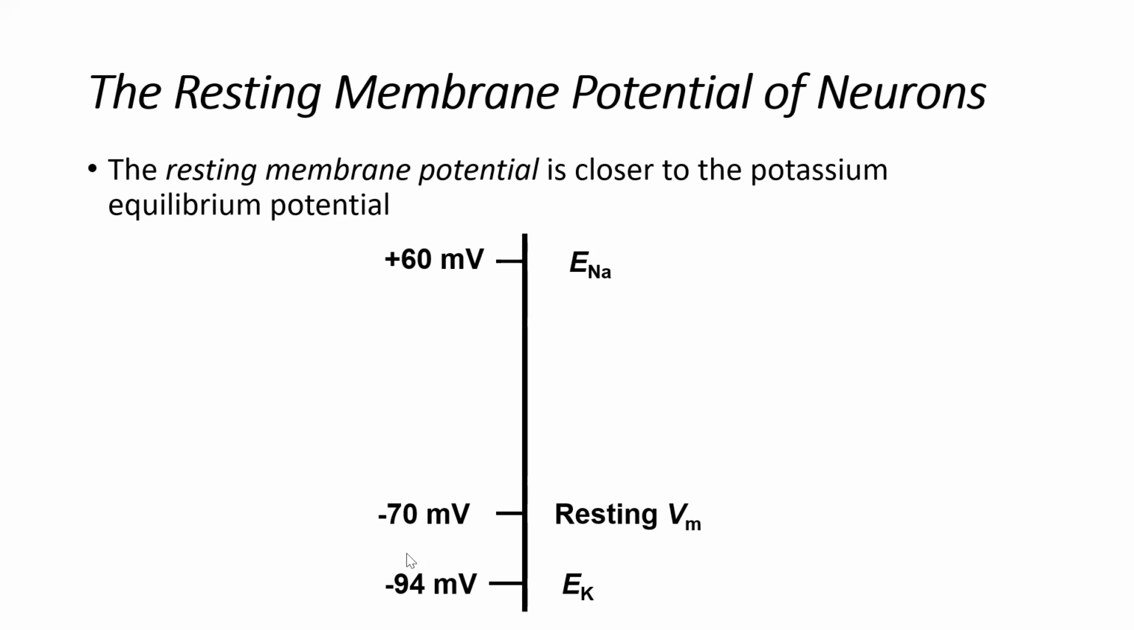And as you can see, the resting membrane potential is much closer to the equilibrium potential for potassium. And the reason for that is because the membrane is more permeable to potassium, okay? So because the membrane is more permeable to potassium, when the cell is at rest, its membrane potential is going to look a lot more like potassium's equilibrium potential than it will look like sodium's equilibrium potential. Sodium's equilibrium potential is really positive, so it's really far away from the cell's resting membrane potential.